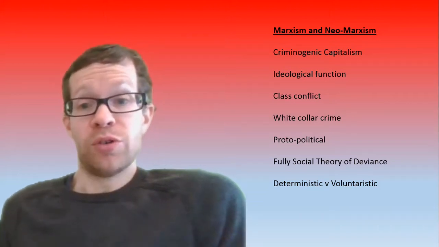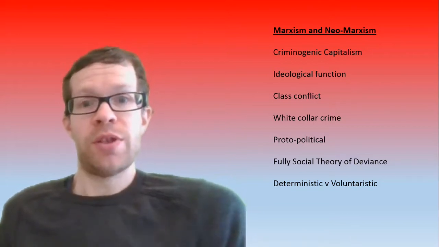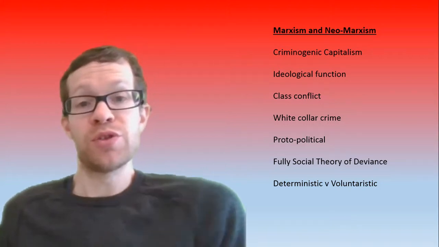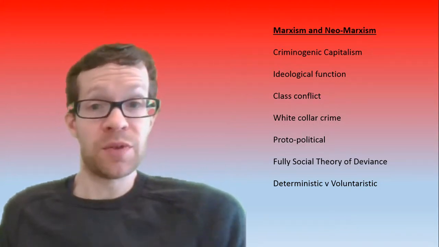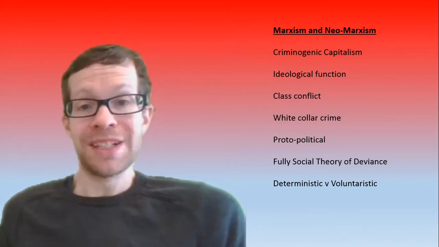Neo-Marxists build on the idea that the capitalist structure is the thing which is the main cause of crime. However, they look at it from a voluntaristic view rather than a deterministic view. They look at some acts that people commit as being proto-political.